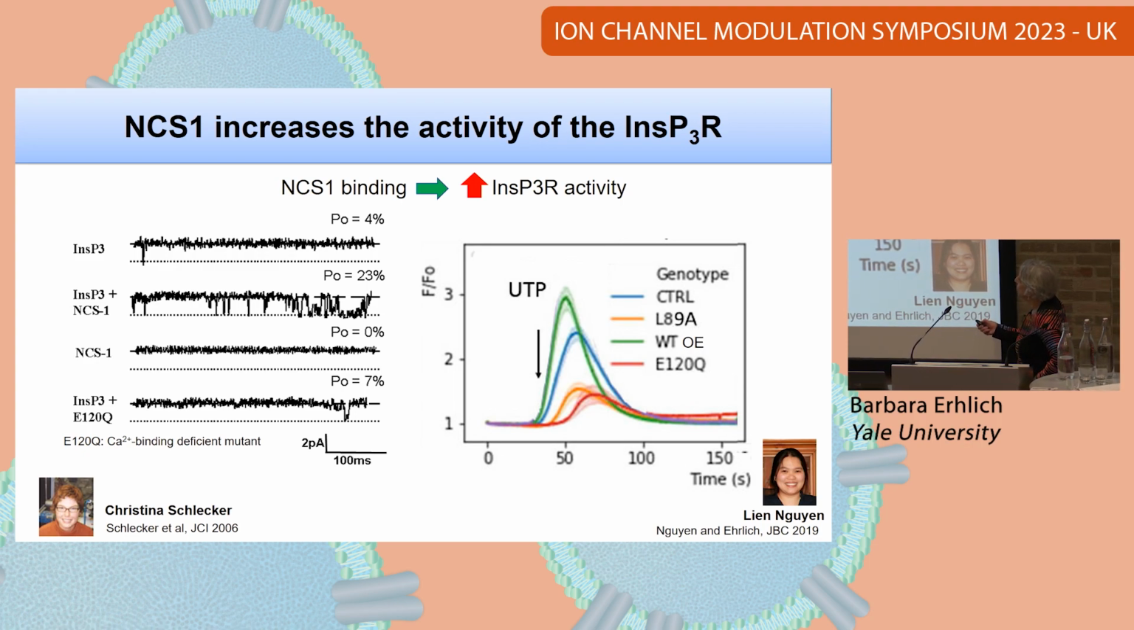And the blue curve here is a regular control. If you overexpress NCS1, you get more, just as you'd expect because you're opening the channel more. If you add this mutant E120Q, which didn't open it, you don't get activity. And L89A, so if you mutate the binding site so IP3 receptor and NCS1 don't bind, you don't get the effect. Okay, so it works in the cell.